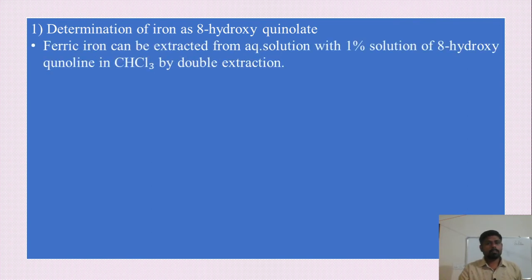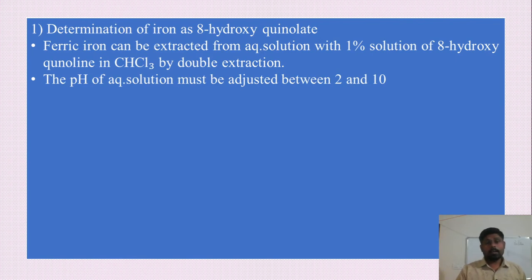So step number 1: the ferric iron can be extracted from aqueous solution with 1% solution of 8-hydroxyquinoline in chloroform by double extraction. That is step 1. Now that is important. The pH of the aqueous solution must be adjusted between 2 to 10. That is important as an MCQ question also. The pH for determination of iron as 8-hydroxyquinolate, you must remember, the range is 2 to 10. I already discussed that point, the effect of pH on solvent extraction, so that point is reflected here.